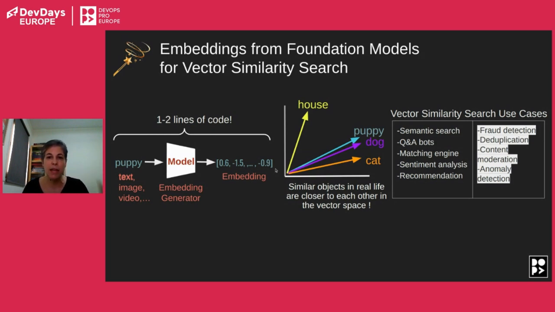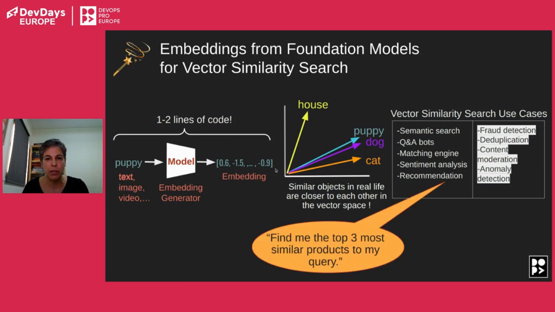Q&A bots. So we may have 10,000 questions and answers for support. When a customer enters a question, we look for the question that is most similar to it, and we give the answer using vector similarity search. We do it matching agents for dating and job applications, sentiment analysis for, let's say, Twitter tweets, recommendation: ad recommendation, content recommendation, product recommendation. So find me the top three most similar products to my query. And this, find me the top three most similar products, is a KNN query, K nearest neighbor. So K equals three, the three most similar nearest neighbor products to my query.